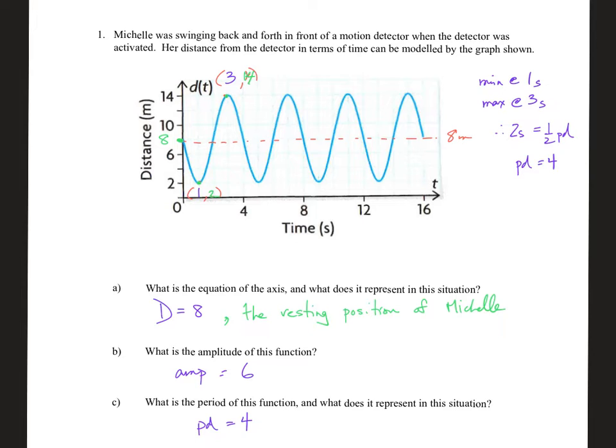Now, we do get a little confirmation on our graph. If I was to trace over one cycle, then we could look down on that graph and see that that takes 4 seconds. What does it represent in this context? We should be good in this context to say that that represents the time to complete one full, and I don't know if we want to use the term like swing.